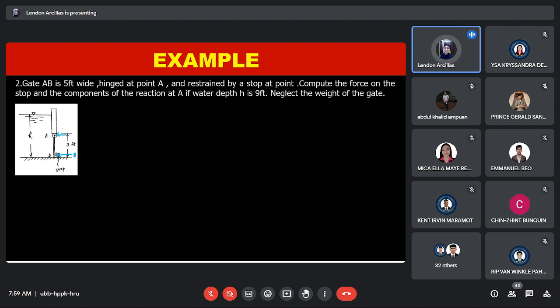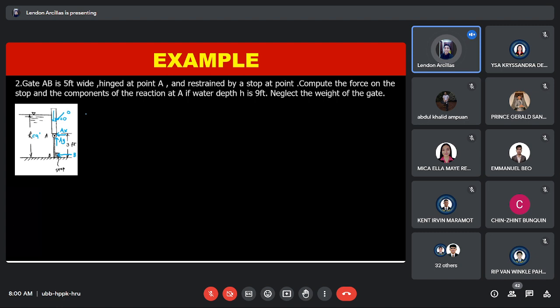So this is A sub X and this is A sub Y. Since naka-hinge siya, so dalawa yung support. So compute the force on the stop or the B and the components of A, which is the A sub X and A sub Y, if the water depth is 9 feet. Neglect the weight of the gate. So sabi niya, neglect this one. So hindi nakasali yung weight sa ating pag summation of forces mamaya.